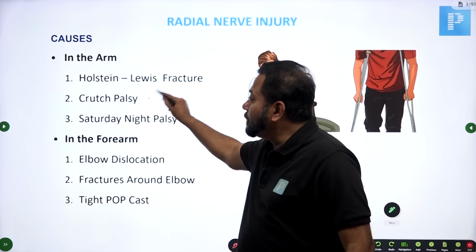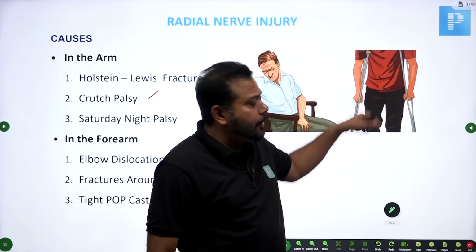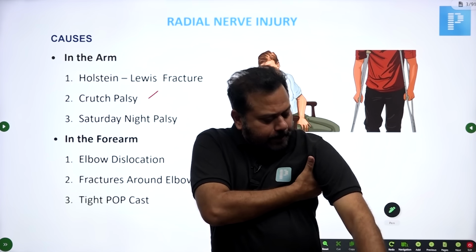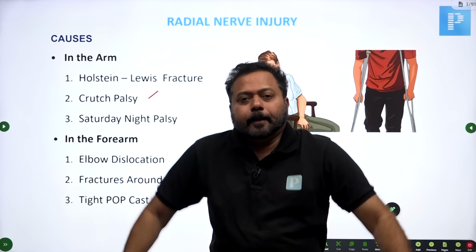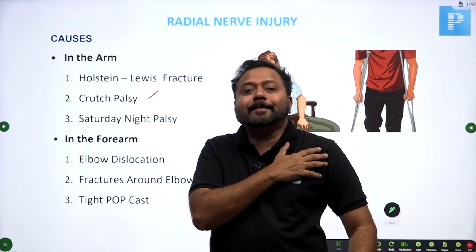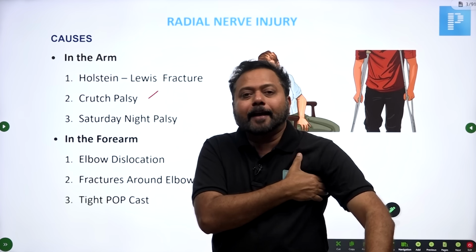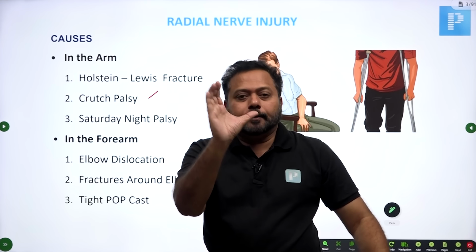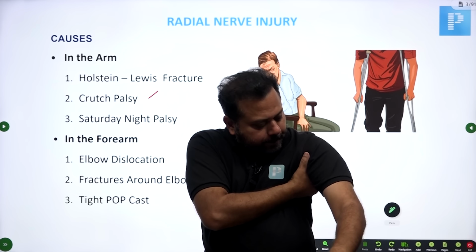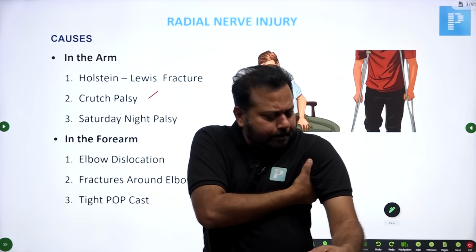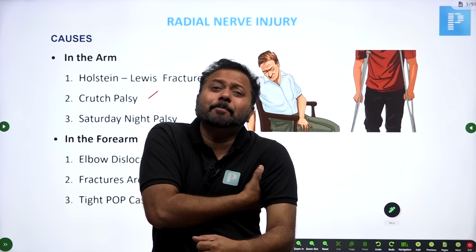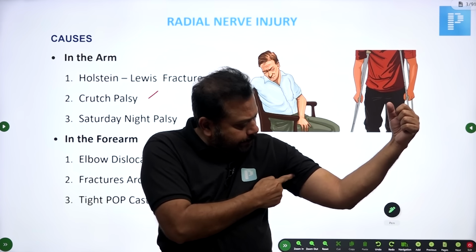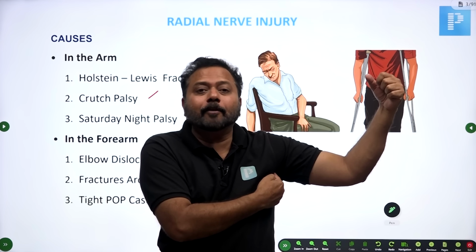Second thing, crutch palsy. Most of us have a wrong notion here. The crutch is kept like this, so you think of crutch palsy and you think the lesion is at the axilla. That is wrong. The lesion is not at the axilla. See how they walk with the crutch. Suppose this is the wooden bar of the crutch. To hold that, I will adduct my arm to the maximum level possible to grip the crutch. So compression is happening at the level of arm, not at the level of axilla.